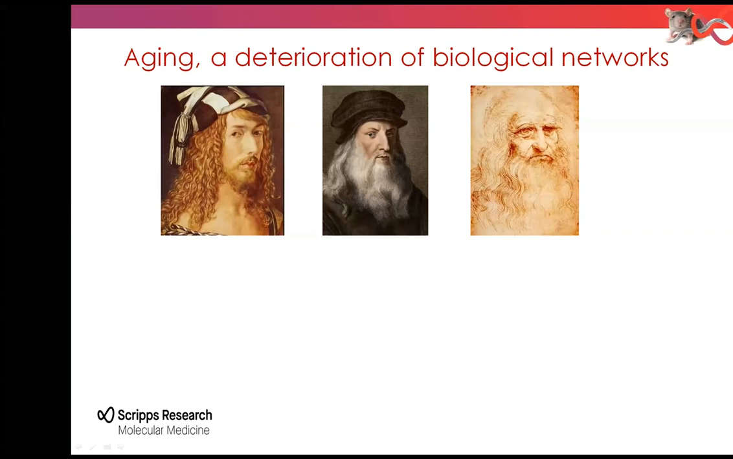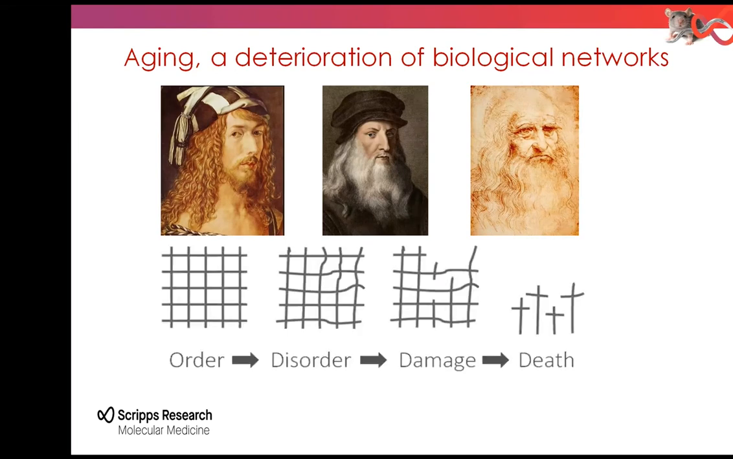Okay, the gentleman here is Leonardo da Vinci, self-portraits from young to old, and the question we're asking, how can you prevent this young gentleman becoming so old? We view aging as a deterioration of biological networks, where you start as an ordered network, and then it becomes disordered, damaged, and then essentially you die.